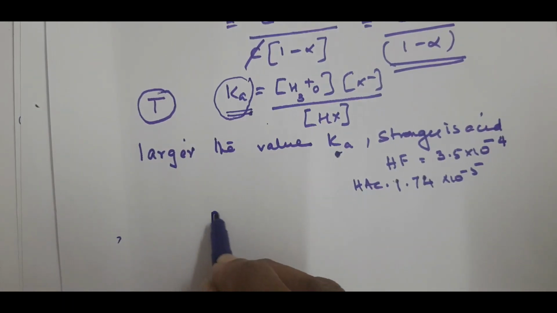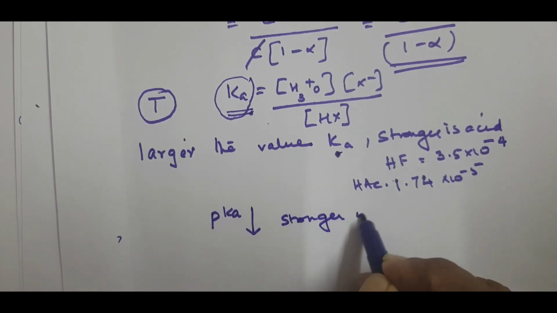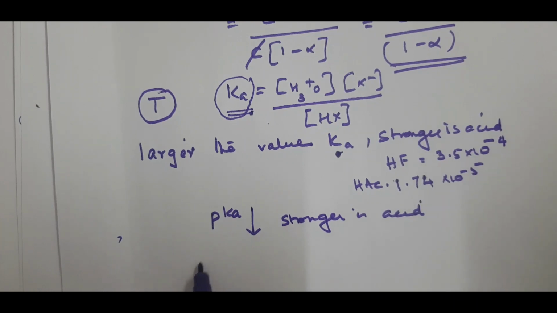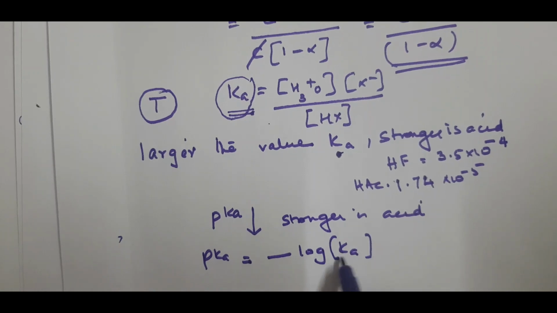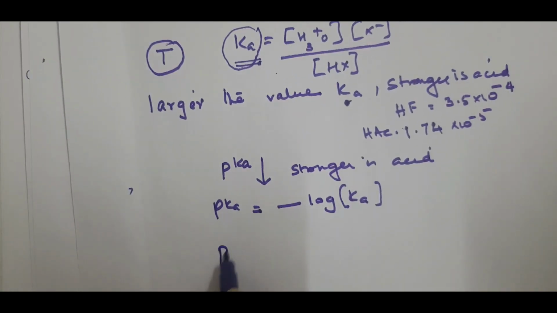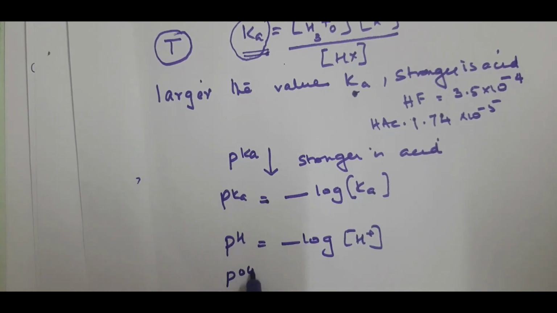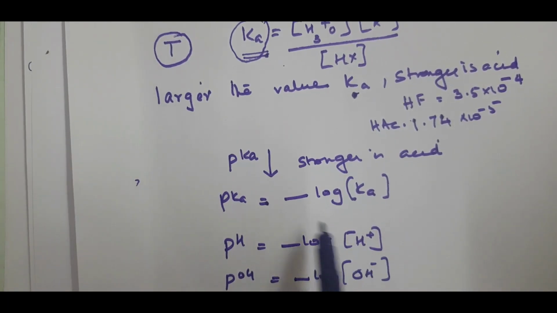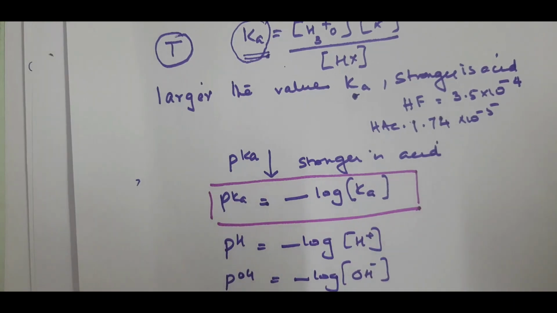But pKa means the inverse of this. If pKa is decreased, stronger is the acid, isn't it? Or you can say pKa is equal to minus logarithm of Ka. Am I right? Why? We know pH is equal to minus logarithm of H+. Now pOH is equal to minus logarithm of OH− ion. If that is the case, you can say pKa is equal to minus logarithm of Ka. Is it clear? Okay.